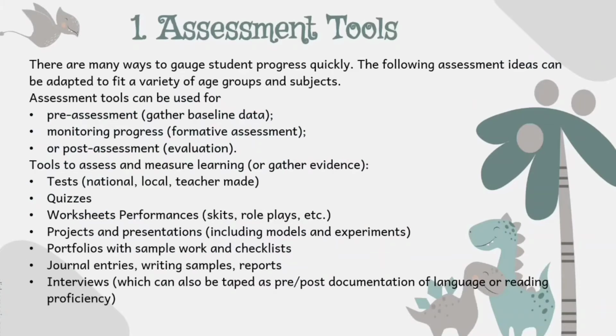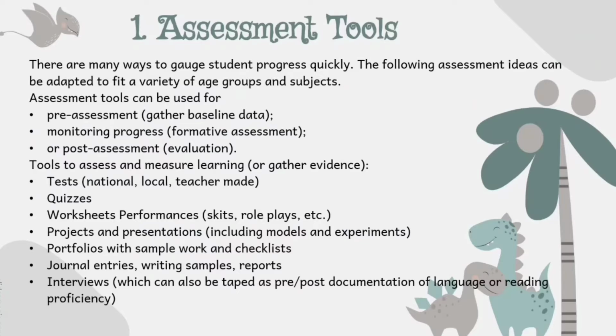Number 1 is assessment tools. There are many ways to gauge student progress quickly. The following assessment ideas can be adopted to fit a variety of age groups and subjects. Assessment tools can be used for: Number 1, pre-assessment, to gather baseline data. Number 2, monitoring progress, formative assessment, or post-assessment or evaluation.